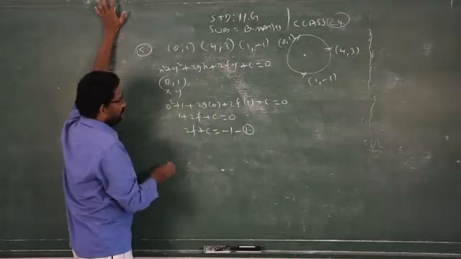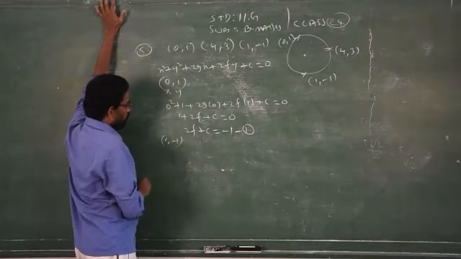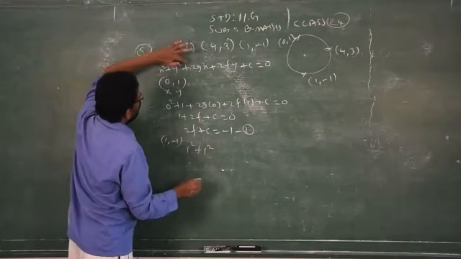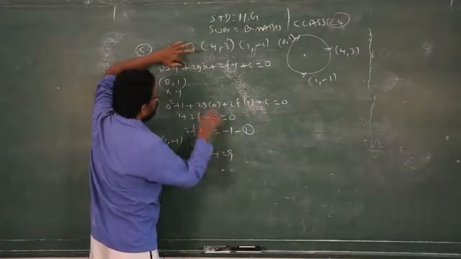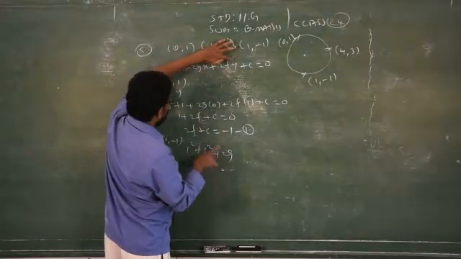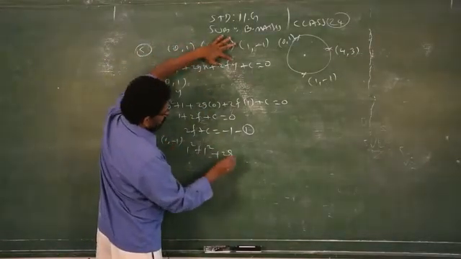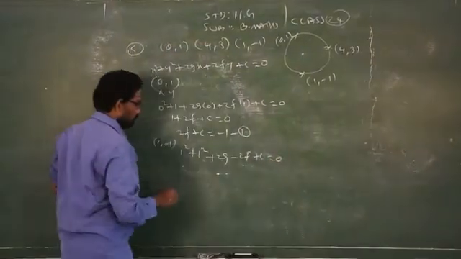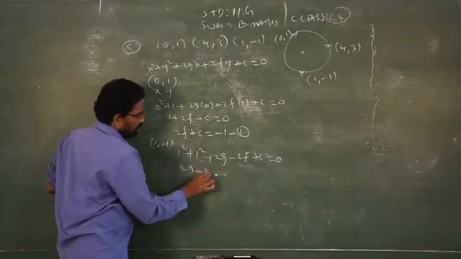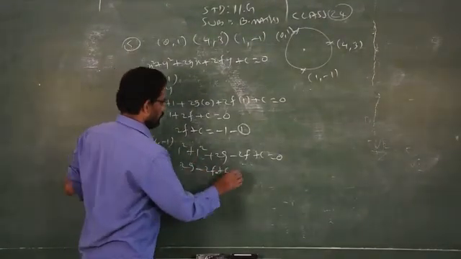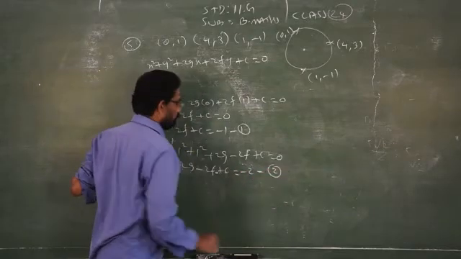Similarly, take the second point (1, -1). Replace: 1 square plus 1 square plus 2g. I directly replace x by 1, so 1 into 2g is 2g. Then if you replace y by -1, you will get plus 2f into minus 1, that is minus 2f, plus c is equal to 0. So keep the variables on the left: 2g minus 2f plus c is equal to minus (1 square plus 1 square), that is minus 2. Equation number 2.